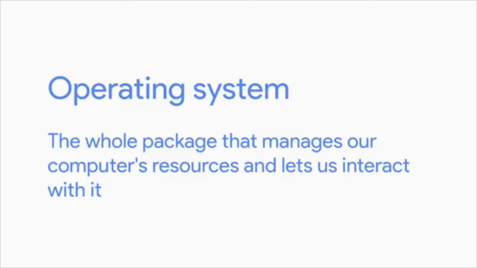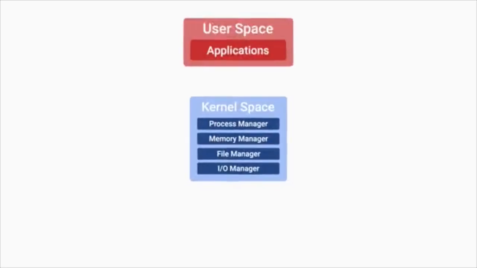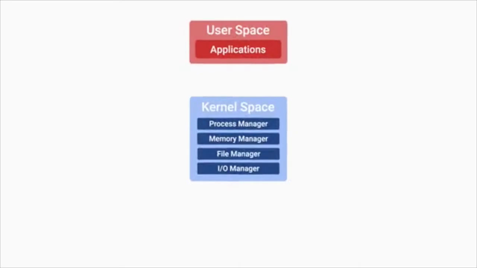An operating system is the whole package that manages our computer's resources and lets us interact with it. There are two main parts to an operating system, the kernel and the user space. The kernel is the main core of an operating system. It talks directly to our hardware and manages our system's resources. As users, we don't interact with the kernel directly.